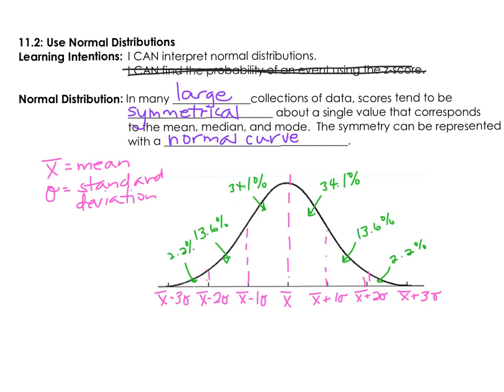And last but not least, beyond 3 standard deviations, it's basically flattened at that point in the curve. Only about 0.1% of your data would fall within that category. And likely those would be considered your outliers. Now we can use this information to determine the percentage and probability that an event would occur within one of those standard deviation rules.